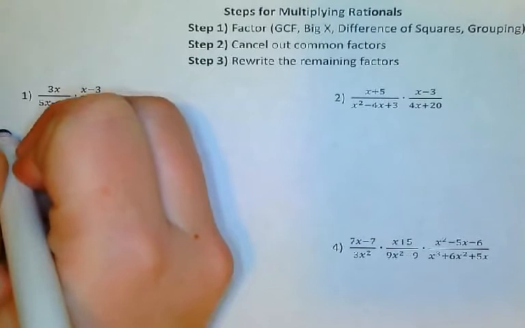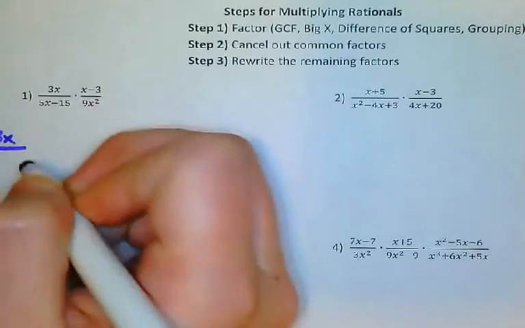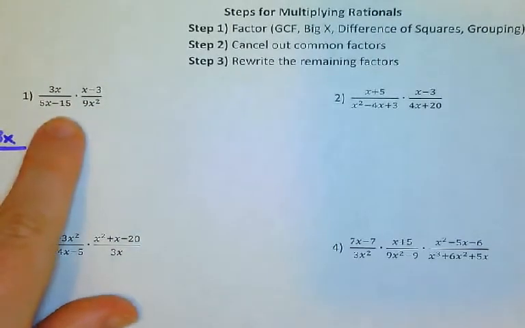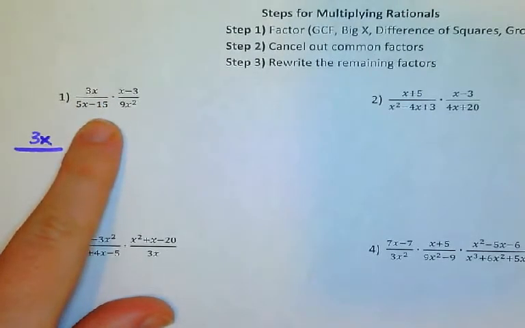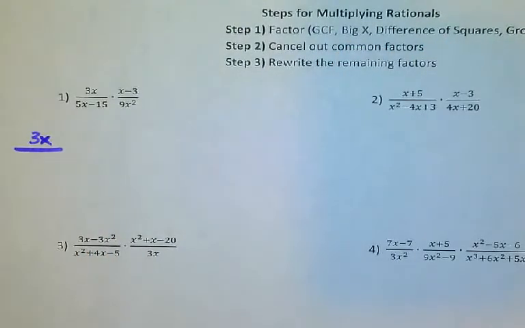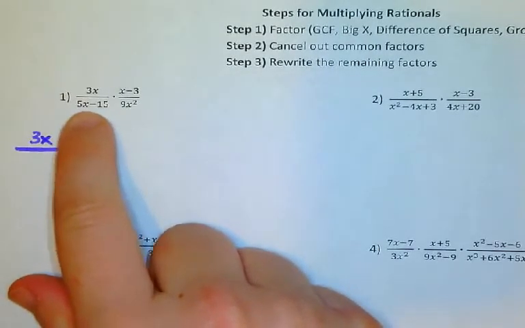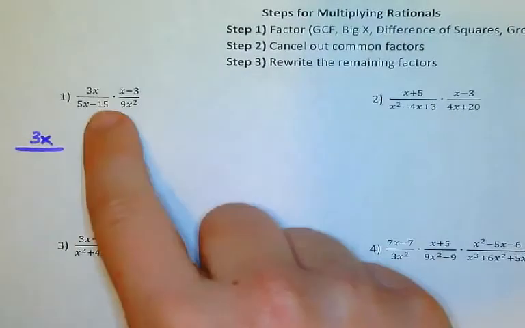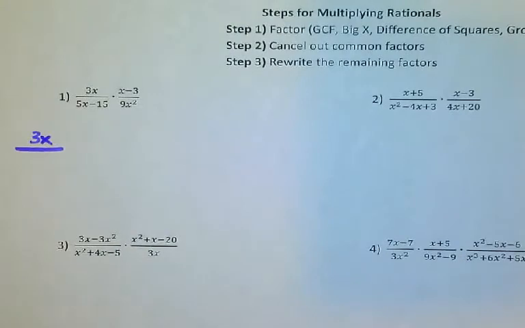So I'll put 3x. Alright, now this 5x minus 15 that's underneath it, that can be factored. Are we going to be using GCF, big X, or difference of squares? I'll just tell you up front on the examples that we're going to look at today, we're not going to be using grouping as factoring. So both 5x and 15, we can't use the big X there because there's no squared. Same thing with difference of squares, there's no perfect square there, so we're going to use a GCF, and the number that goes into both of those is a 5.